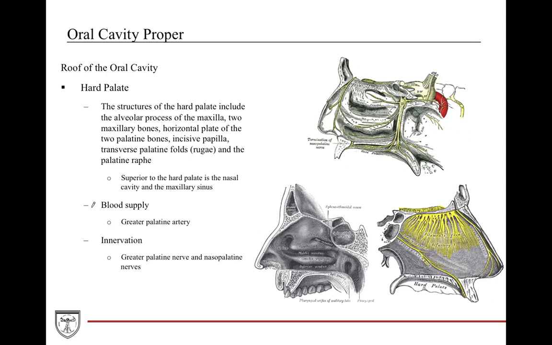Blood supply to the hard palate is the greater palatine artery, and the innervation is the greater palatine nerve and the nasopalatine nerves as they come through right here through that incisive foramen. And here, greater palatine to the hard palate.